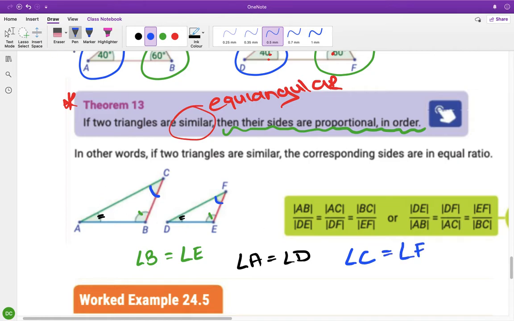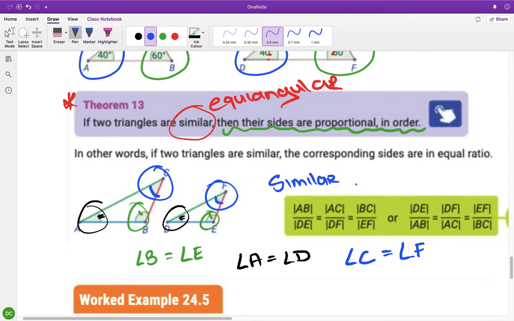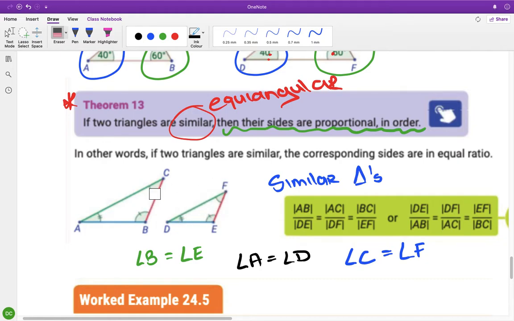So essentially this angle is the same as the corresponding angle, this angle is the same as the corresponding angle, and this angle is the same as the corresponding angle. So what we have here are similar triangles. Now I'm going to erase all that mess. The fact that the three angles are the same in both triangles means we have similar triangles.